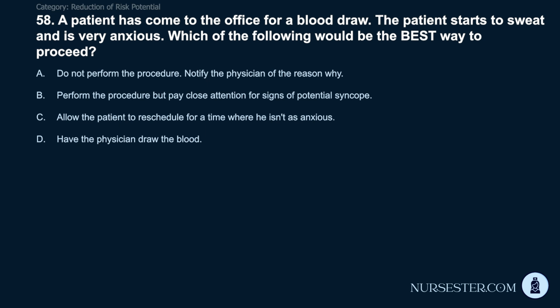58. A patient has come to the office for a blood draw. The patient starts to sweat and is very anxious. Which of the following would be the best way to proceed? A. Do not perform the procedure. Notify the physician of the reason why. B. Perform the procedure but pay close attention for signs of potential syncope. C. Allow the patient to reschedule for a time where he isn't as anxious. D. Have the physician draw the blood.